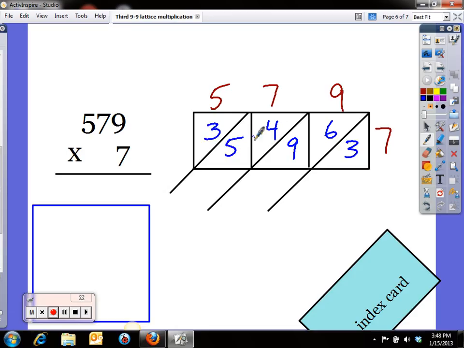I'm not going to use my card this time. I'm just going to go ahead and add my diagonals. I start with this one here. The 3 comes down all by itself. 6 plus 9, 15. Same way we always do it. 5 down. We carry the 1 to the next diagonal. 1 plus 4 plus 5 is 10. 0 down. Carry the 1 to my next diagonal. 1 and 3 is 4. 4,053 is my answer.